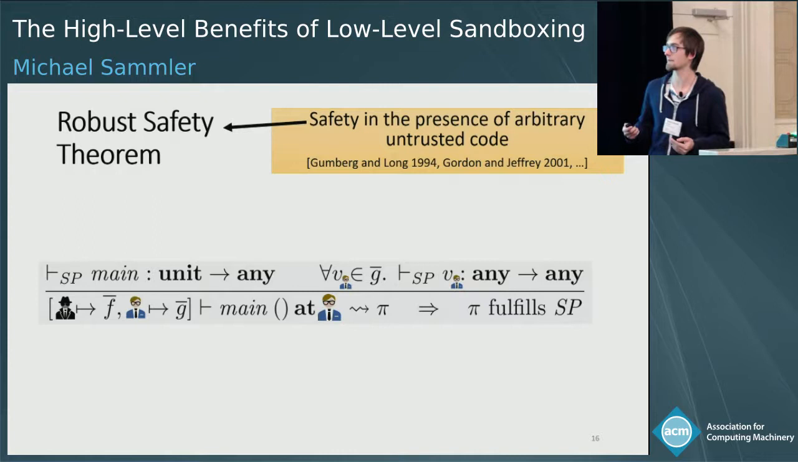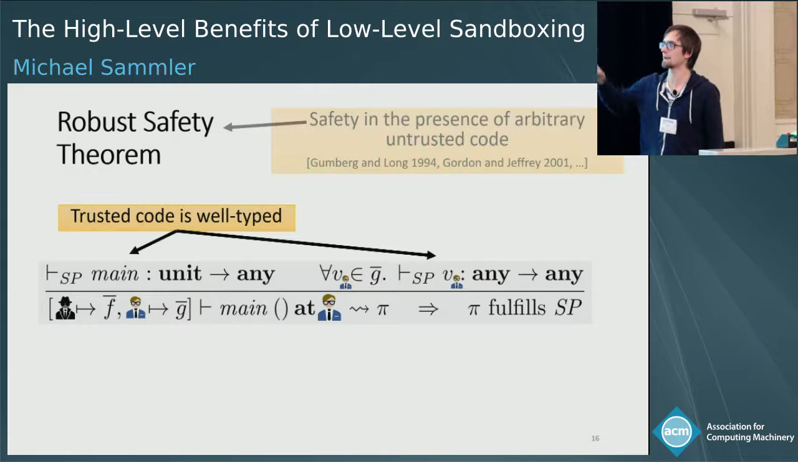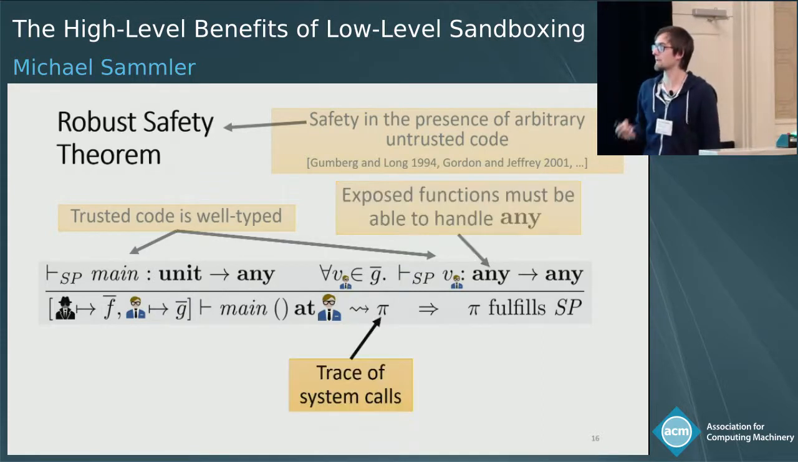Now if we look at the theorem, we see that we have two conditions. We have the conditions on the trusted code represented by the function main and the function in the interface G. And the conditions tell us that the trusted code must be well typed, which is the condition which we've seen before. And we also see that the functions in the interface, they need to be able to handle any as the argument type. So once we fulfill these conditions, we get the payoff.